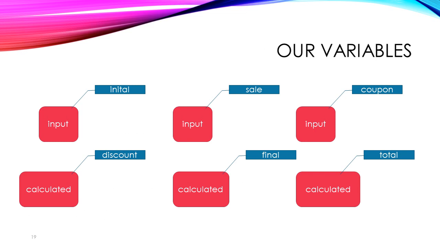So here is a little diagram. It basically shows you our variables and what they're going to hold. You can see initial, sale, and coupon will all hold information that the user inputs. And then discount, final, and total will all hold information that the program calculates.